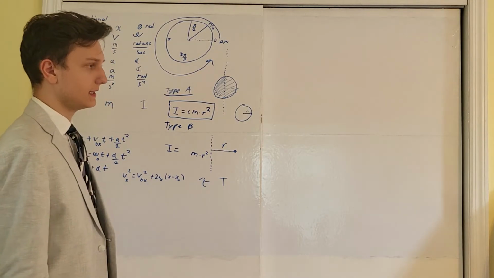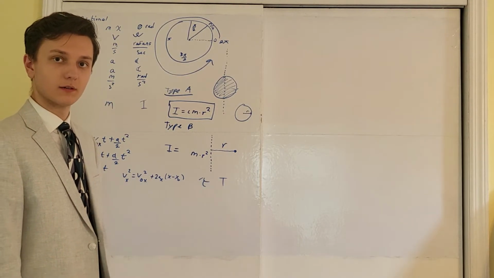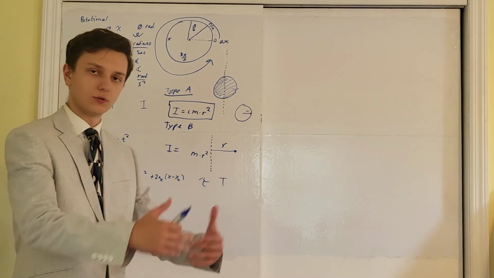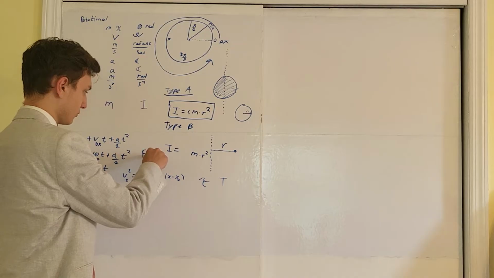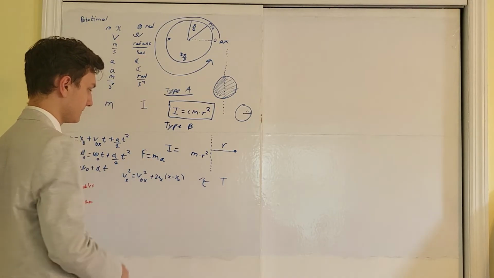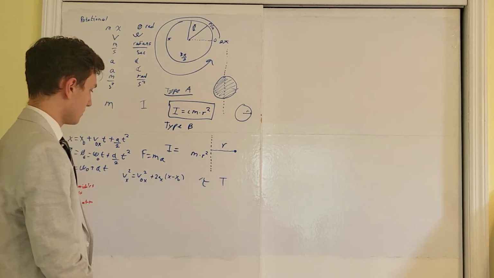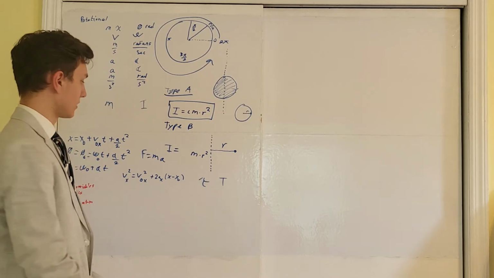So what was the central concept of the dynamics unit? It was Newton's second law. What was Newton's second law? That was force equals mass times acceleration. All right, so what is our rotational analog for force?